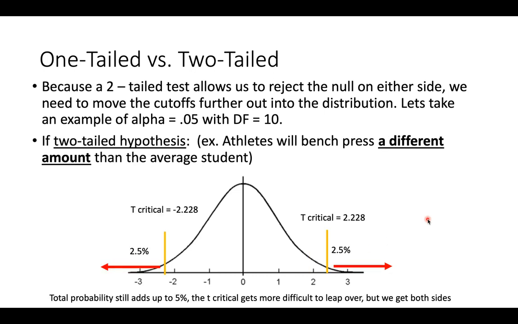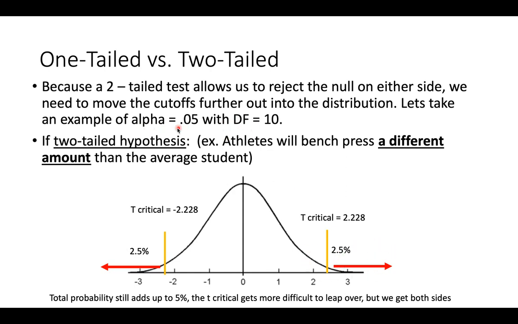But let's say for some reason I'm unsure of whether athletes will be able to bench press more or less, so I'm just going to make a two-tailed claim or two-tailed hypothesis. Athletes will bench press a different amount of weight than the average student, meaning they could bench press less than the average student, or they could bench press more than the average student. So, because I'm saying a different amount, I'm giving myself the opportunity for athletes to be significantly lower or significantly higher than the average student.